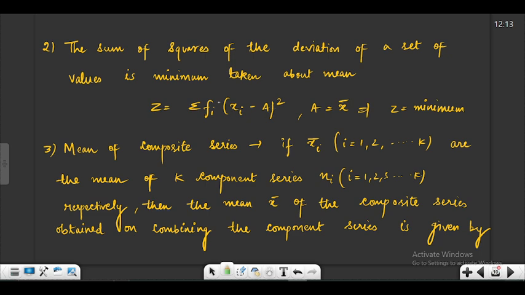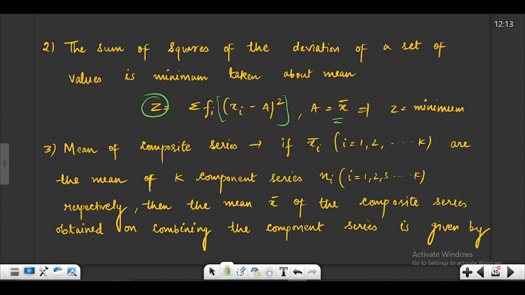just look at this. I have taken a number a and subtracted it from the xi values and squared it, and if I multiply it with the frequency and add it for all the values of xi, then this sum, which is represented by z, will be minimum if a is equal to x bar. That is your mean.